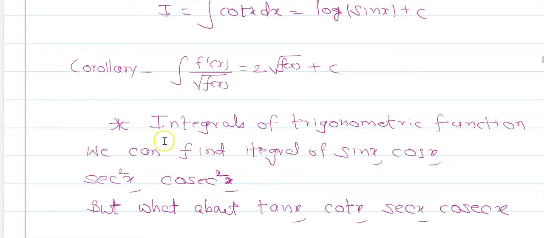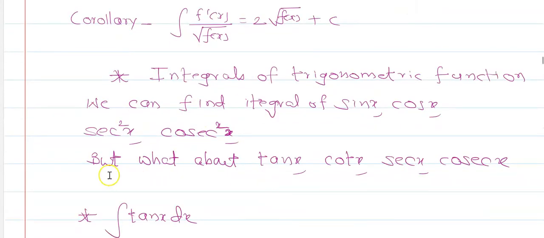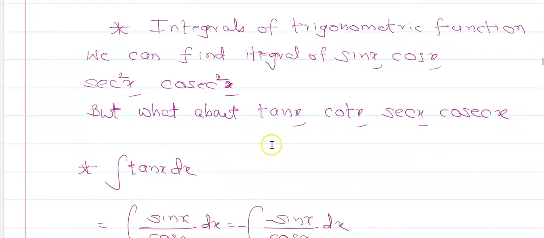Now, for the integral of trigonometric functions, we can find the integral of sin of x, cos of x, sec square x and cosec square x. I had written here. But what about tan of x, cot of x, sec of x and cosec x? We cannot find it directly. I just explained in the previous part, but I am writing again here. That is, the integral of sin of x, cos of x and sec square, cosec square can be found directly. But we cannot find the integral of tan of x, cot of x, sec x, cosec x directly. Therefore, for that we use the method of substitution.